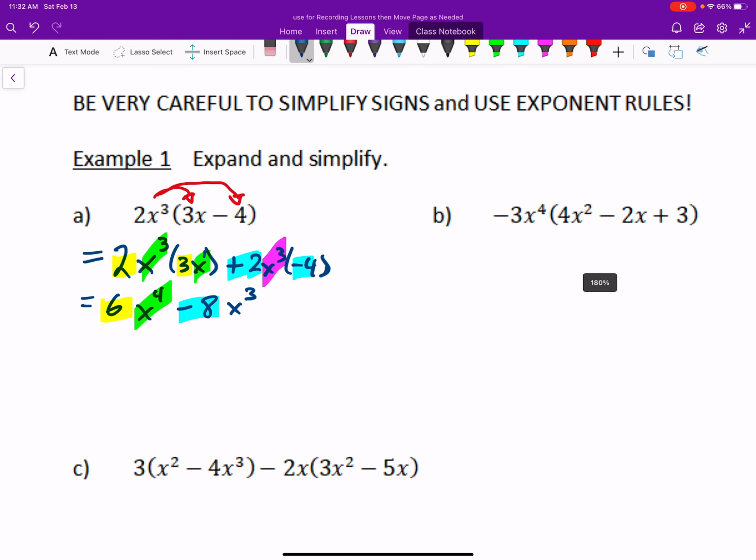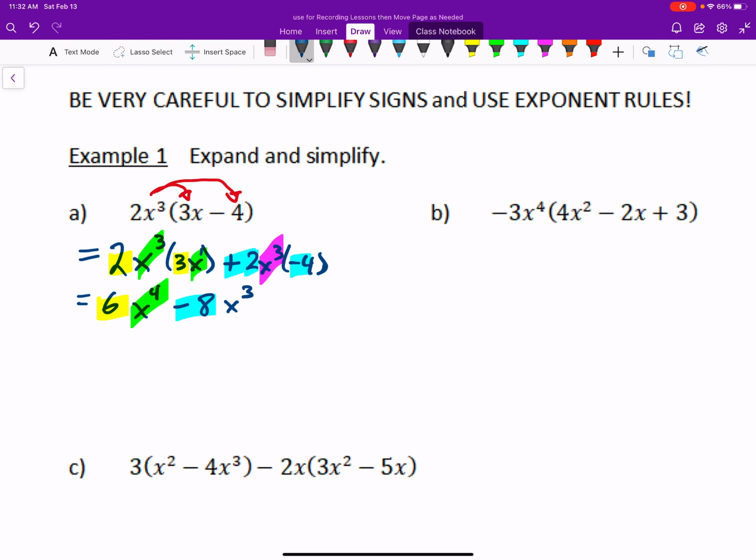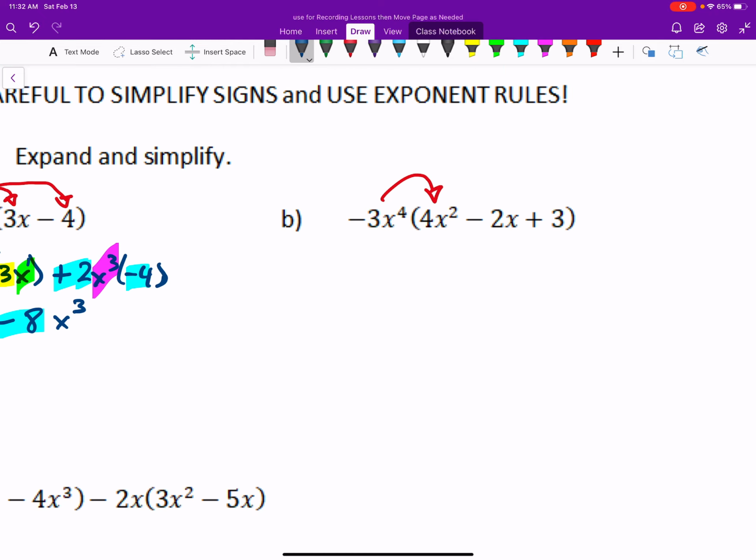So I'm always just going to be multiplying whatever's in front by each term inside the brackets. In this case, it's going to be negative 3x to the 4 times 4x squared. I'll do them one at a time in this case, and I won't write it out. I'll do it in my head, so to speak, but I'll talk it out. Negative 3 times positive 4 is negative 12. x to the 4 times x squared, I add the exponents and get x to the 6.